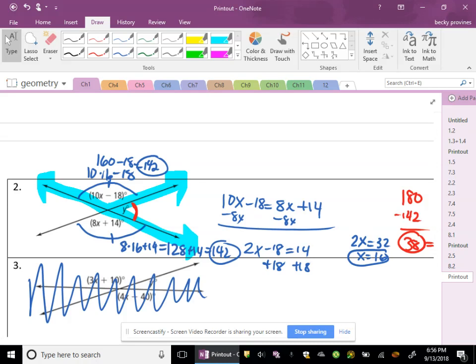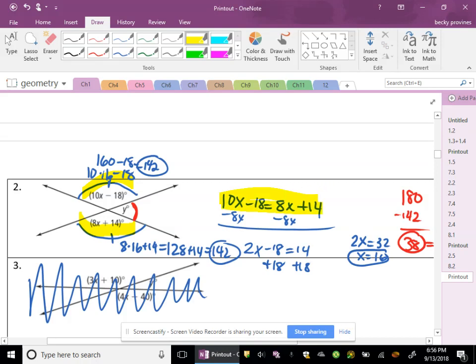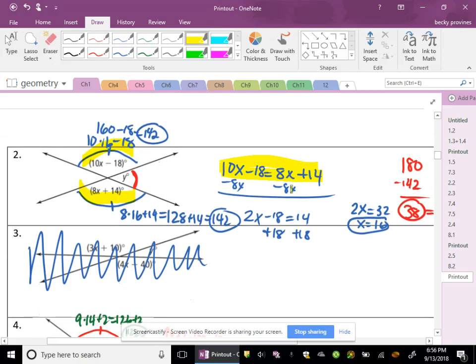Okay, now, working on this next one, let me erase a little bit. Okay, now when you look at this, you have vertical angles. So we're going to set up the vertical angles first. The top and bottom, those are vertical. So if you notice here on the right, I set these equal to each other, and I started doing algebra, and I solved it. I did 8x to get 2x minus 18 equals 14, and then I added 18 to both sides to get 2x equals 32, and then I divided to get 16.